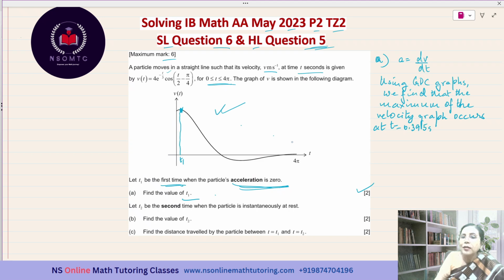0.395 seconds. You may write the maximum of the velocity graph, or you may write the 0 of the acceleration graph. You have to use any of this. But you have to write how you are getting the value, because it is containing 2 marks. So you have to give the reason. If it contained just a single mark, then you could have given just the answer. But because it is containing 2 marks, you have to give the justification of your answer as well.